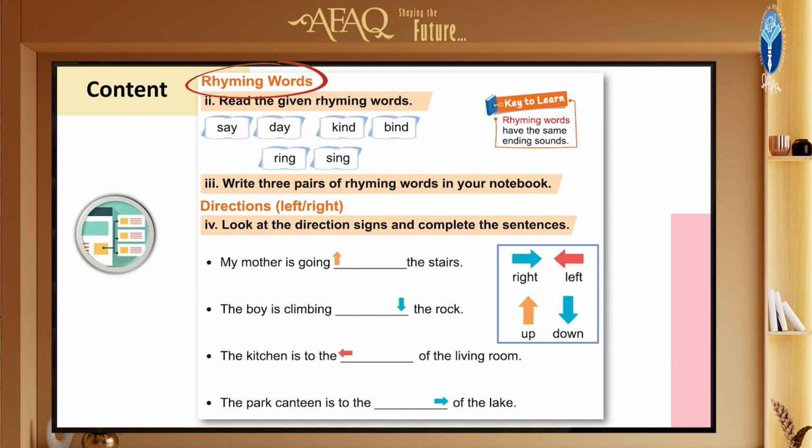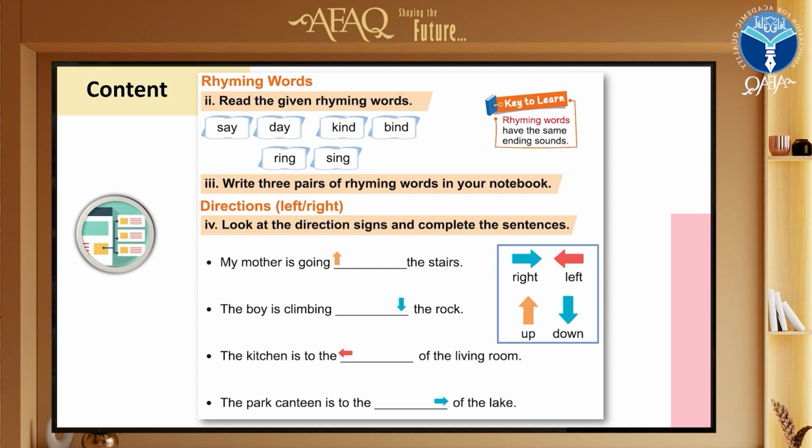Here we have some rhyming words. We have done rhyming words before many times. So rhyming words are those words which end on the same sound. Read the given rhyming words. Let's see some rhyming words to revise them like say and day, kind and bind, ring and sing. All of them are rhyming words because they are ending on the same sound.